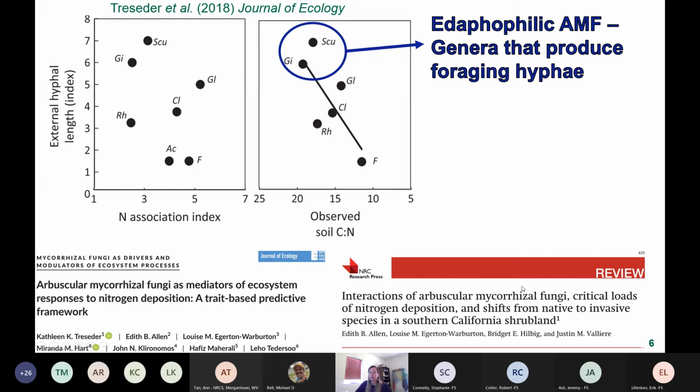And then in Edie's paper here, they looked at how critical loads related between arbuscular mycorrhizal fungi and plants, and they found rapid declines in all plant and fungal values at the critical load threshold of about 10 to 11 kilograms per hectare per year. And this indicated that arbuscular mycorrhizal fungi respond to the same environmental signals as plants in Southern California, and that they could be used to assess critical loads. So both of these papers really inspired the work that I'm going to talk about.